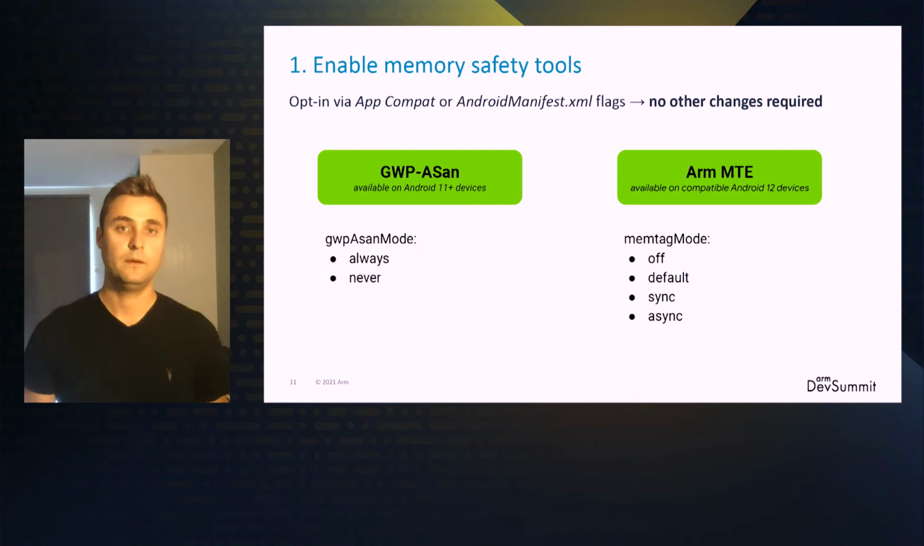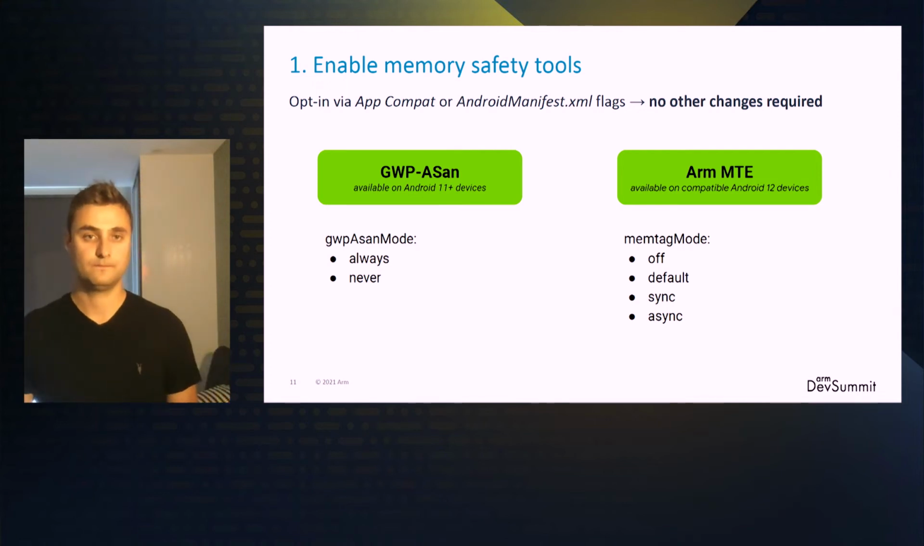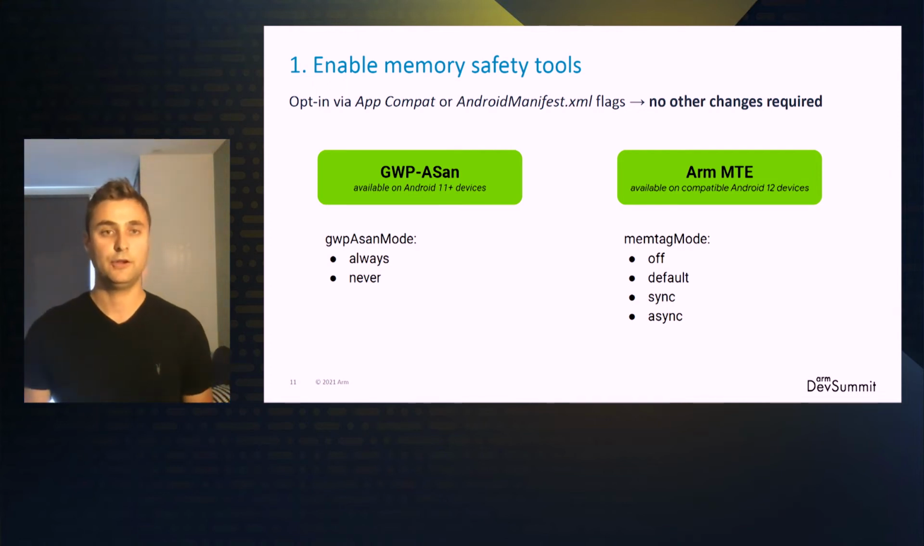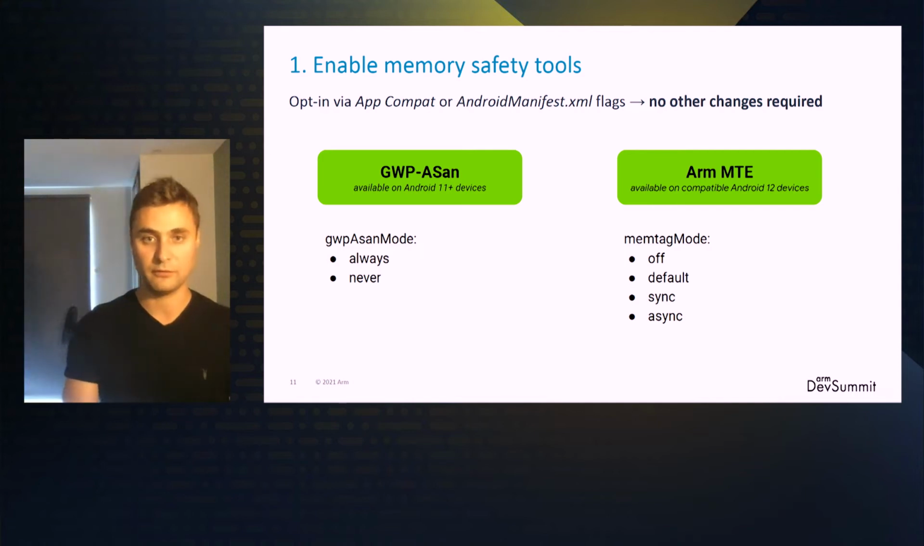The first step is to enable memory safety tools. You can do that via an opt-in in the app compat settings or in the Android manifest.xml. No code changes are required. You wouldn't need to rebuild your codebase to get the benefit of using these tools.